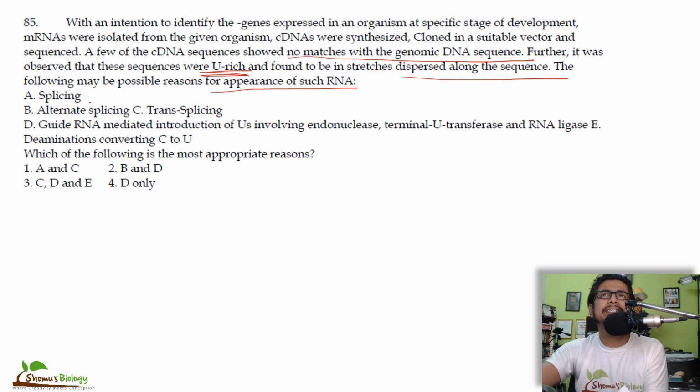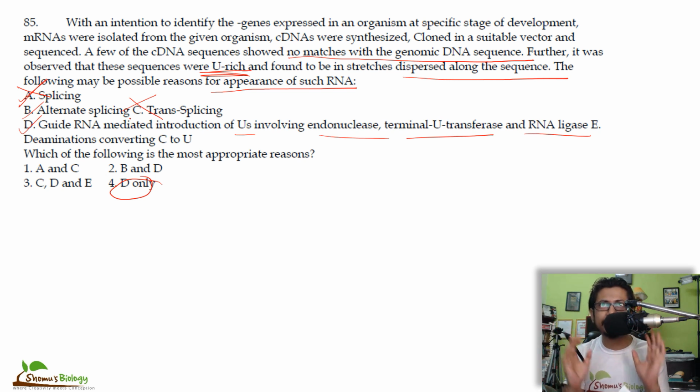The statement says that due to splicing, the answer is no, definitely not splicing. Alternative splicing, trans-splicing, and guide RNA mediated introduction of U involving endonuclease, terminal uridylyl transferase, RNA ligase E. Obviously, D should be the correct option. Only D is the correct option. No A, no B, no C. So they have no role in this process.